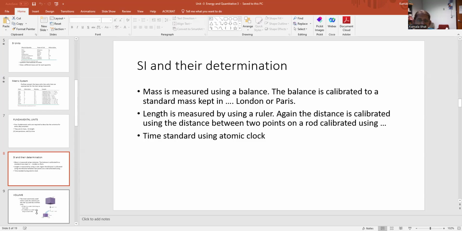Time is measured by setting the clock using the atomic clock, which is set always on New Year's Day.